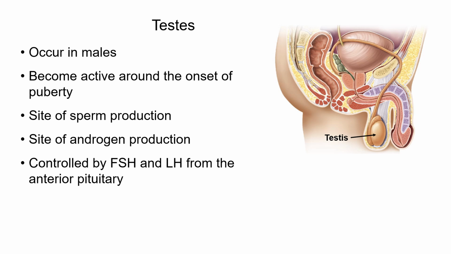The testes. The testes are part of the typical male reproductive system, and similar to the ovaries, they become active at the onset of puberty, and they are influenced by the same hormones from the anterior pituitary, and those hormones are follicle stimulating hormone and luteinizing hormone. And the testes are the site of androgen production, and one of those androgens is testosterone. So there are several testosterone-like molecules. A better term for characterizing these molecules is androgens.